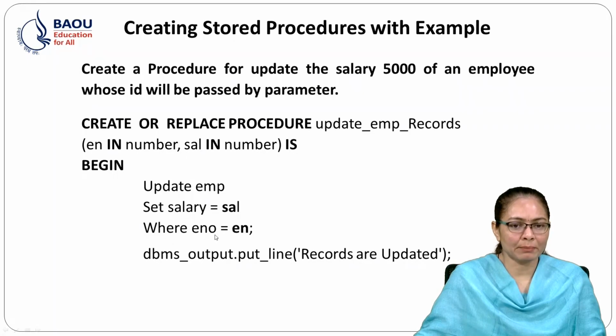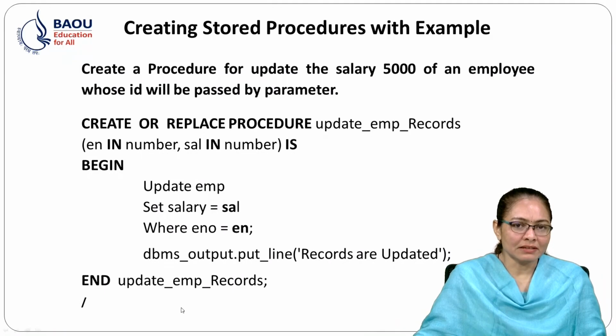Then where employee number, this is a column name, is equal to EN, which is a parameter name, which is matched with this employee column name. After updating the records, it will display records are updated. At the end, the procedure will end. So END and then the procedure name. Here the name is the same as this name because the procedure is ending.